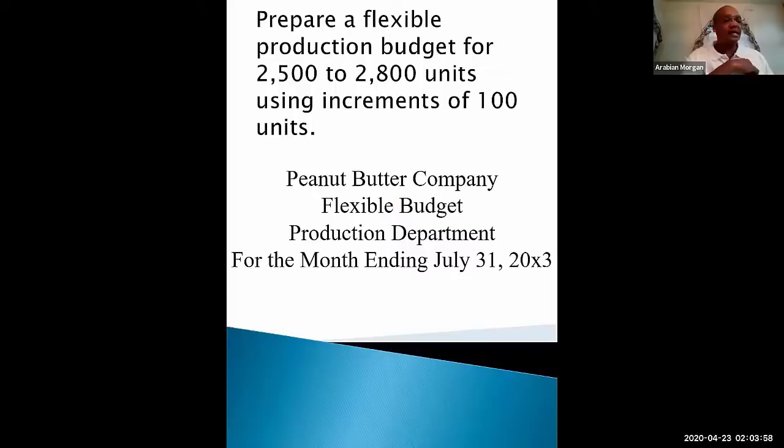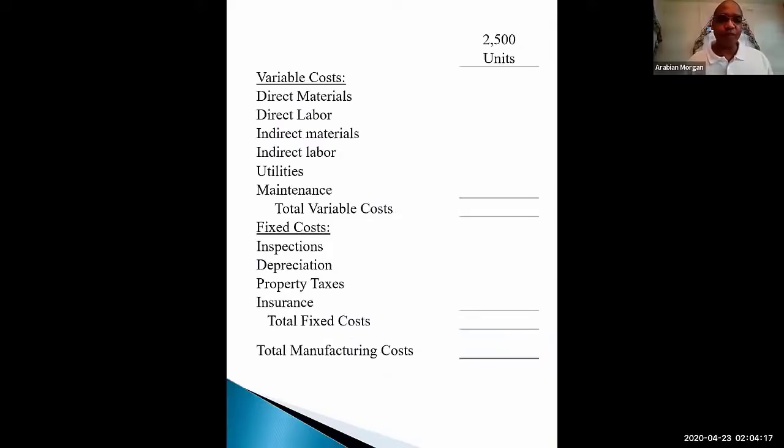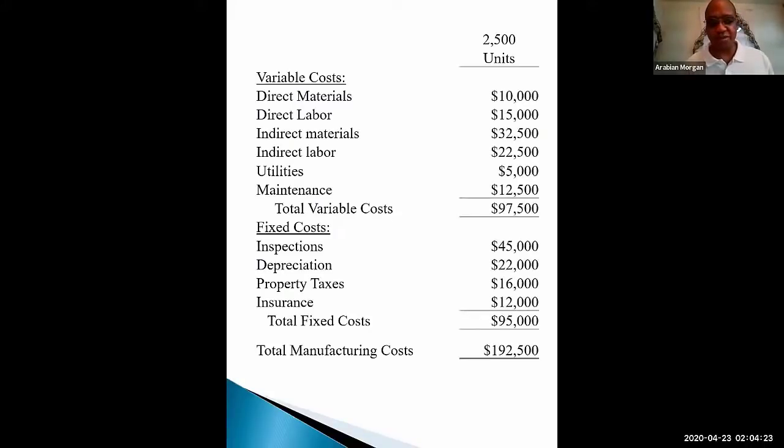In that first column, just to help you get started, we want to put a budget together assuming 2,500 units of peanut butter. Now this is actually pretty simple because on page 402, that budget has already been prepared. So I'm simply going to copy over the 2,500 unit budget from page 402, and this is what the numbers are going to be. So you can go ahead and write this down for now.